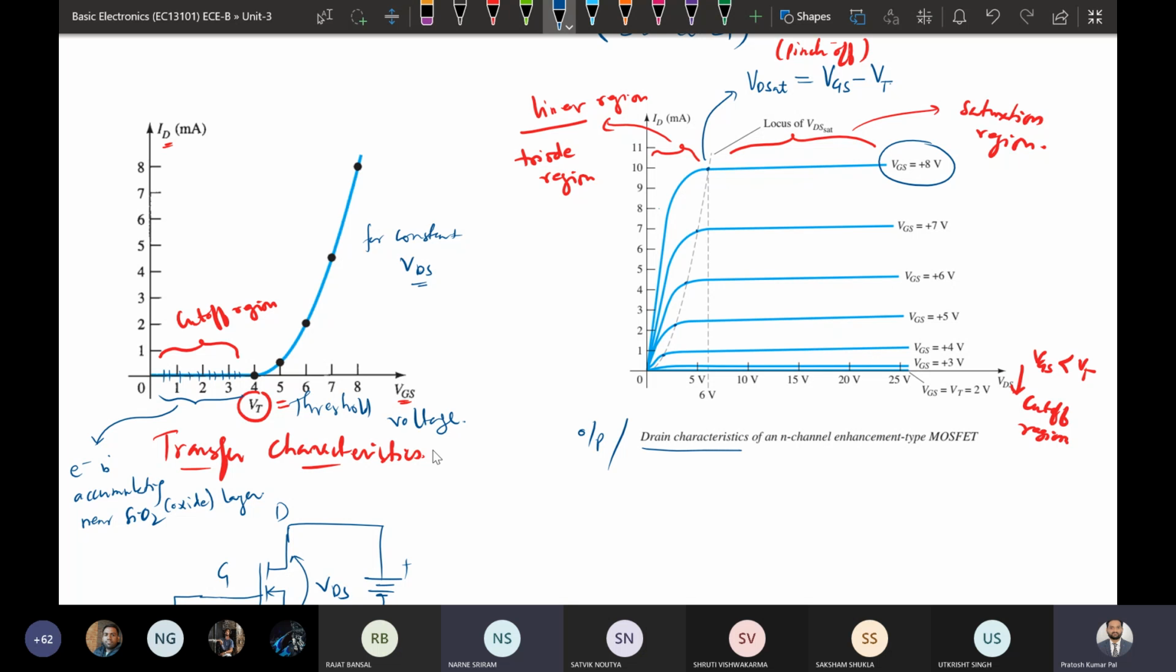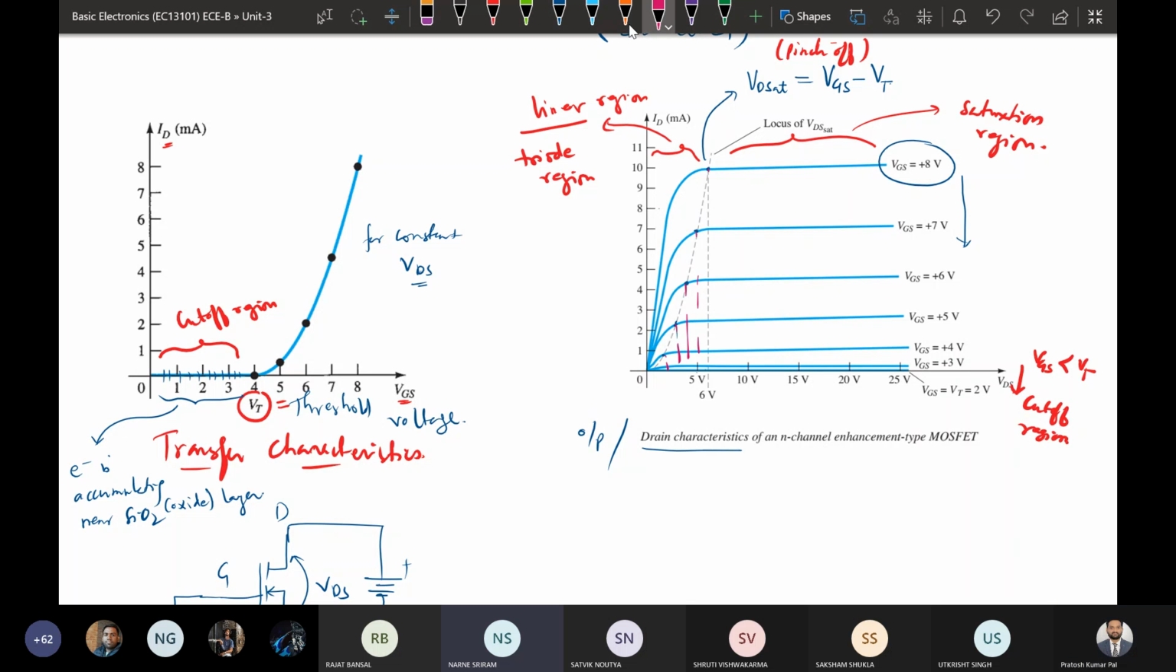All these VDsat values will be different for different gate to source voltage, because VDsat is equal to VGS minus VT. VT will be fixed, but VGS is reducing. We are reducing the VGS, so as we reduce the VGS, the VDsat value will also reduce. Initially it was here, now it will be less, and for this it is further less. So the VDsat value is going to reduce.